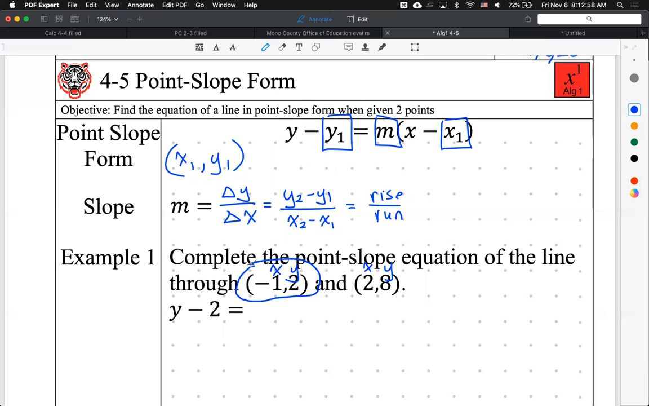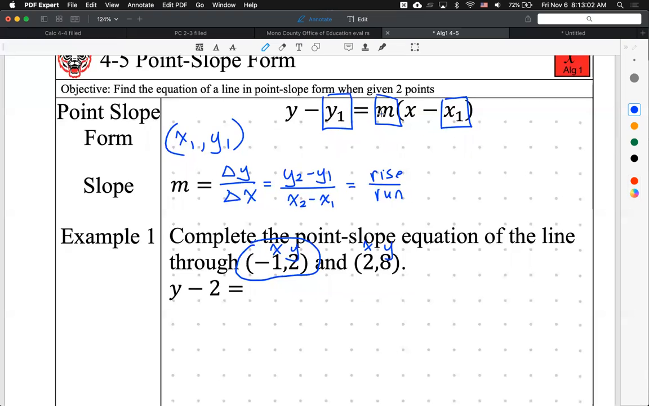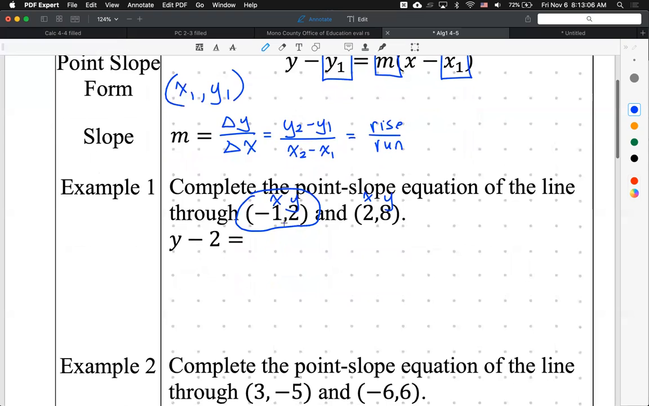Okay, then we need to do the rest of the equation. We need to find an m. And then maybe if you want, you can write out m times x minus x1 if you like. But I think for us, let's just go ahead and find m. So m is the number that's going to go right here. And m is slope. How am I going to find slope? You've done this before, over and over before.